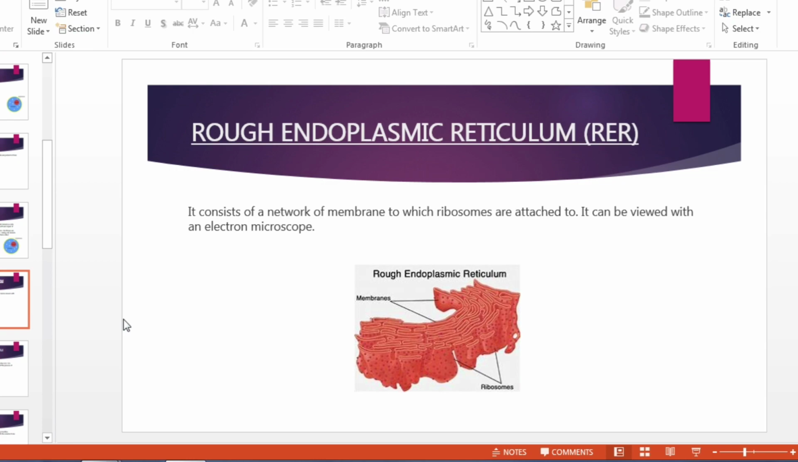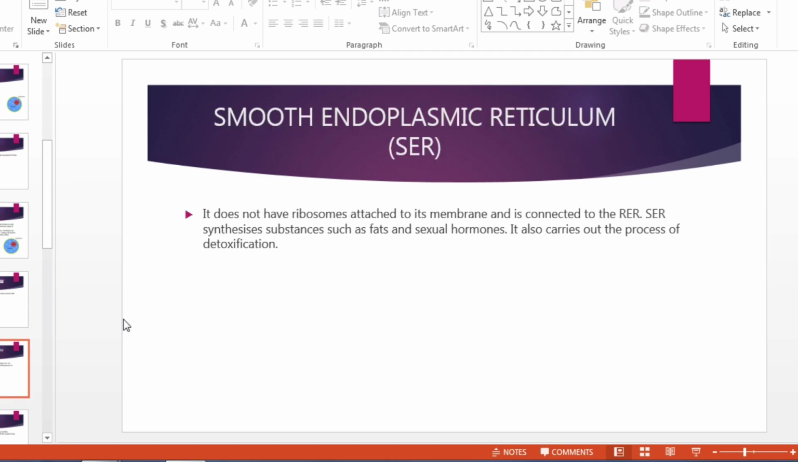The next cell organelle is the rough endoplasmic reticulum, also known as RER. This is a network of membrane to which the ribosomes are attached. Due to the attachment of ribosomes to this membrane, it has a rough surface, and it is very small, so it can be viewed with an electron microscope.